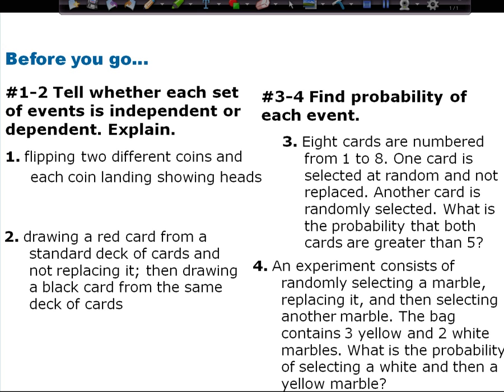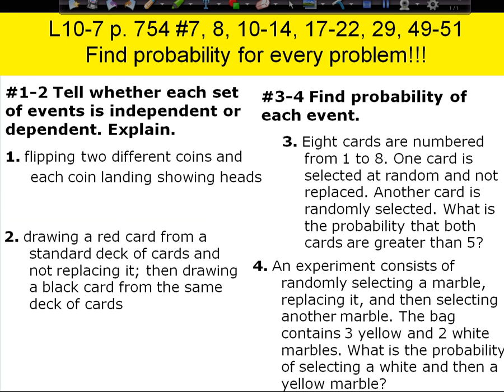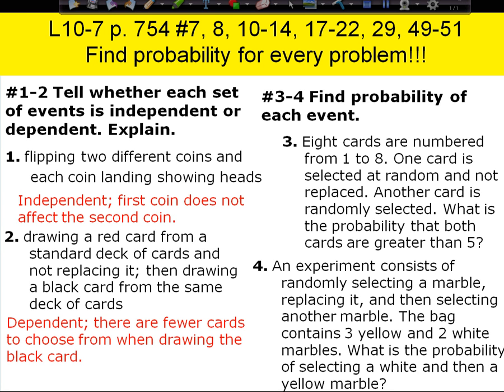Alright, hopefully you've had time to pause the video. The first one is independent. The first coin does not affect the second coin. Number 2 is dependent. There are fewer cards to choose from when drawing the black card. Number 3, you should have gotten 3 out of 28. And on number 4, you should have gotten 6 out of 25. And I'm hoping you did that as a decimal and a percentage as well.